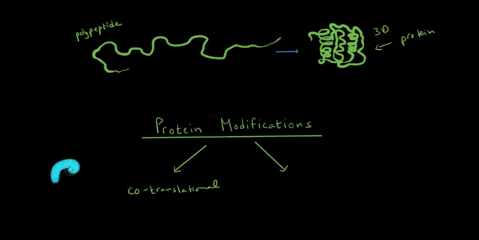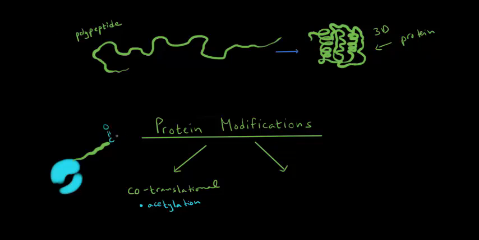it's being translated. So let's say we have the ribosome right here, and we have a polypeptide that's being formed. So these changes are going to happen while the polypeptide is being formed. And an example of a co-translational modification is acetylation. And what happens during acetylation is the first amino acid in the polypeptide, which is usually methionine, is going to be removed. And in its place, we put an acetyl group.